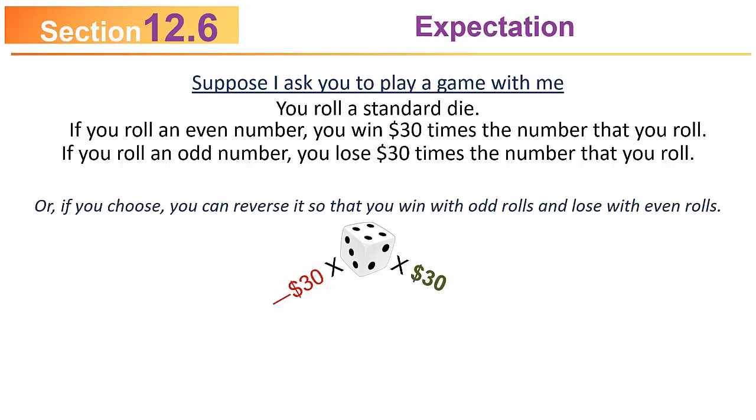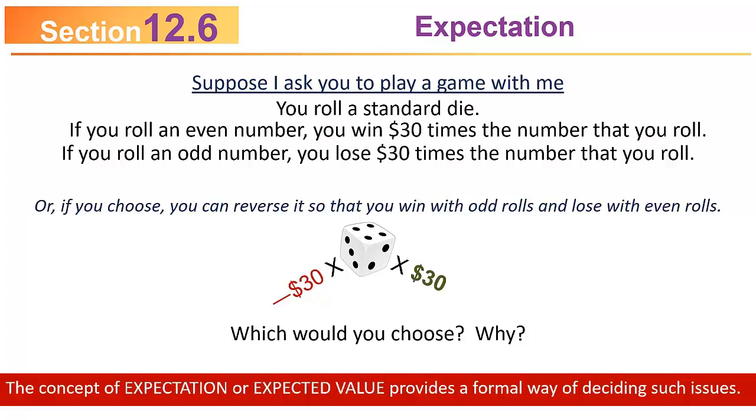Or if you want to, you can reverse it so you'll win with the odd rolls and lose with the even rolls. Which one of those would you choose and why? The concept of expectation, or sometimes it's called expected value, provides a formal way of deciding issues like that. So this is the topic we're talking about today, and we're going to illustrate this idea of expectation through basically setting up games and also some real-life situations where it might come into play.